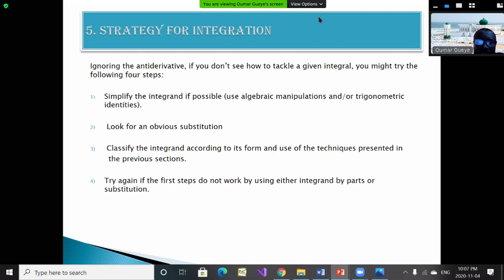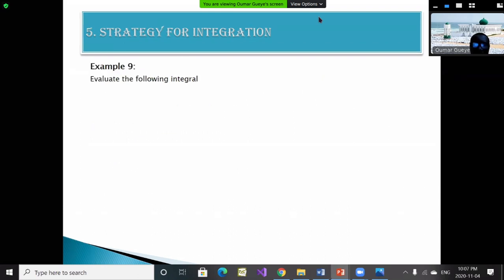So if you have a product of two functions, you can try to use integration by parts. If you have a composite function, so you see you have an inner function, you can use, for example, the substitution rule, if you realize the integrand is a composite of two functions. I'm just going to give you some examples to see.